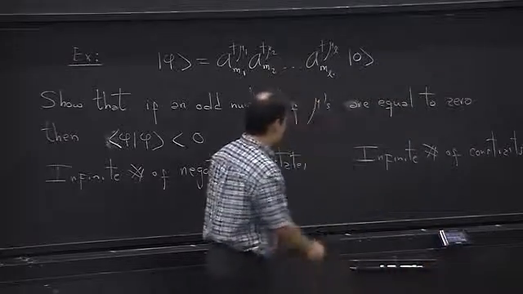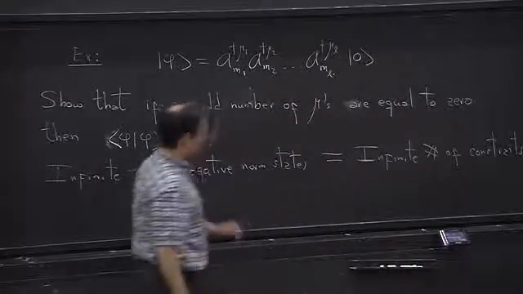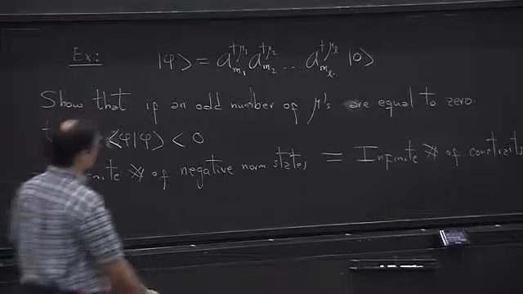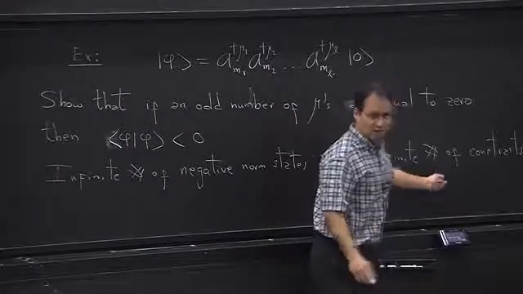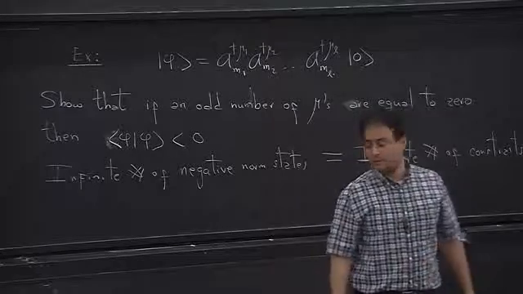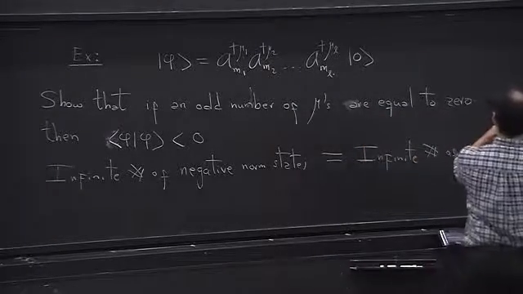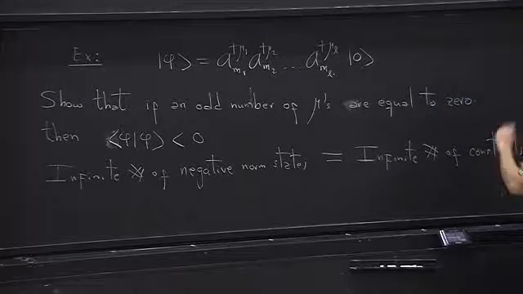So we should only hope that these two things match each other somehow, and that we can use this infinite number of constraints to project out the infinite number of negative norm states. So what are the constraints? Well, we wrote them down there.